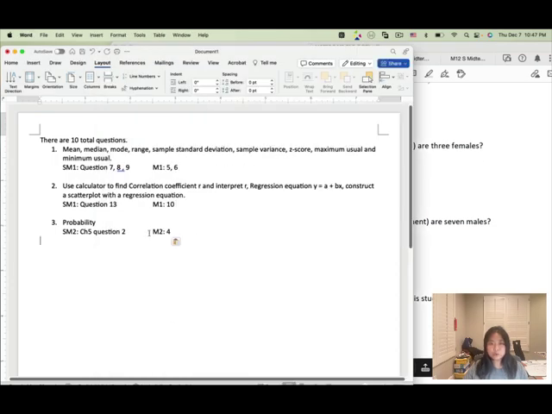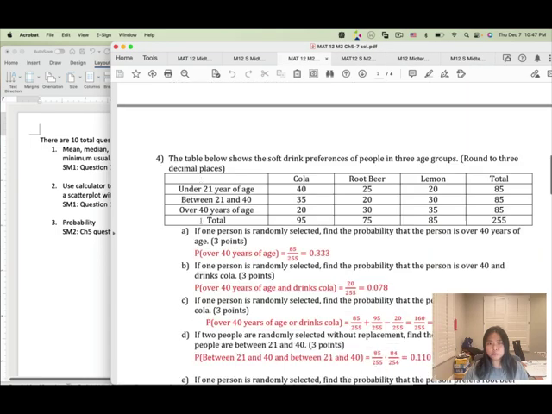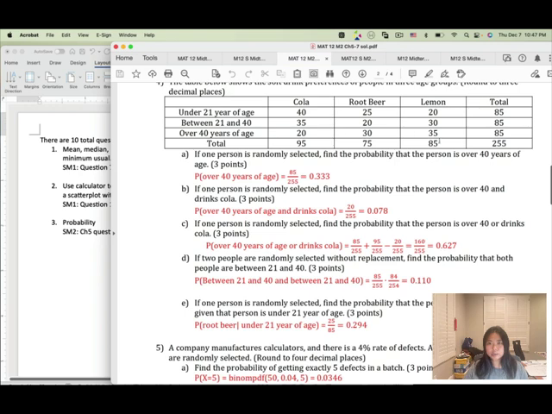Also, you can review the midterm 2, number 4. Midterm 2, number 4 here. Typical questions.